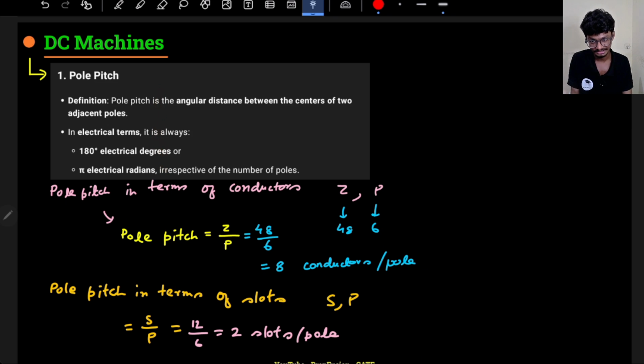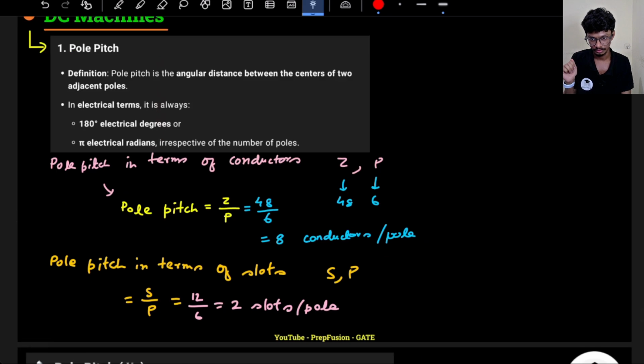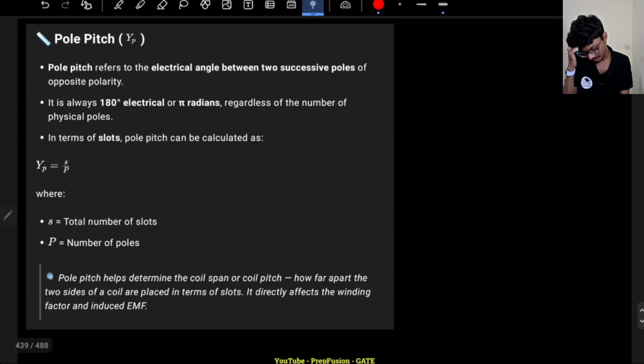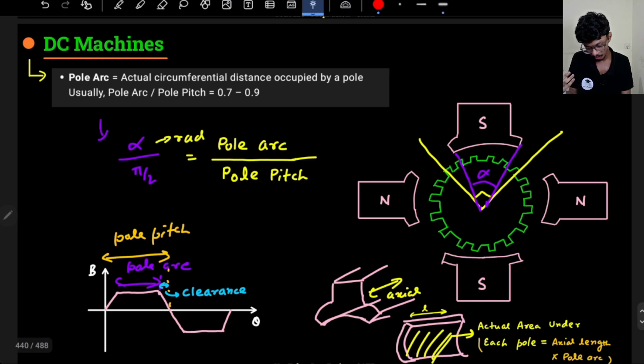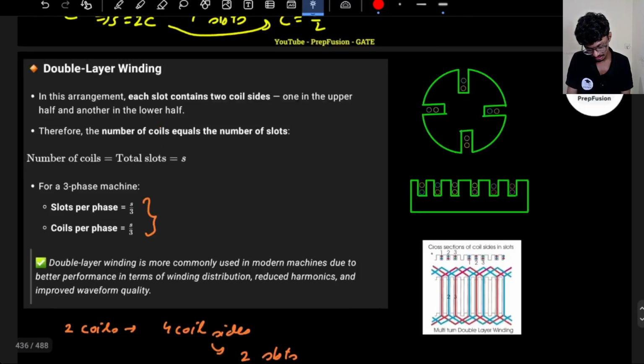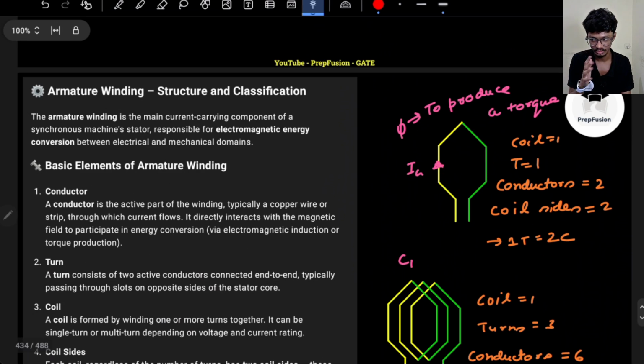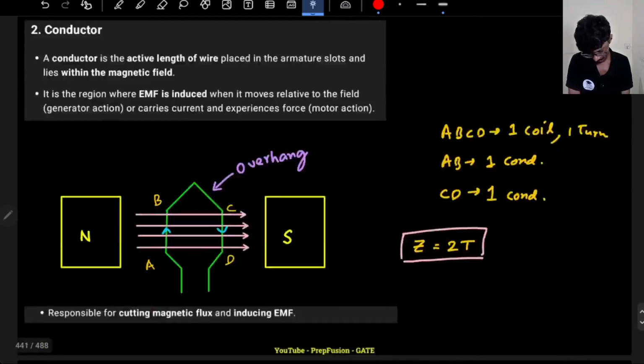This we had already discussed in DC machines. The same thing is written here. Pole pitch refers to the electrical angle. In terms of slots, it is S by P. Pole pitch in terms of slots is S by P. So pole pitch will help us in determining the coil span or coil pitch. What do I mean by coil span and coil pitch? I will explain in a second. Coil span basically means how much angular distance each coil will cover. That is what you have to take care of.